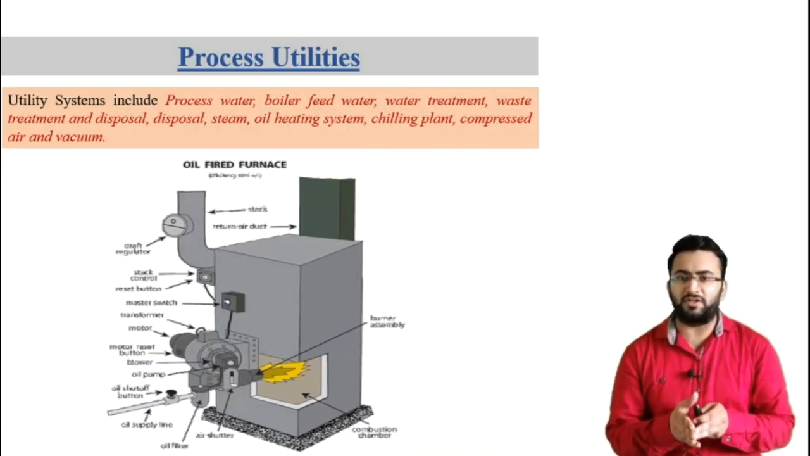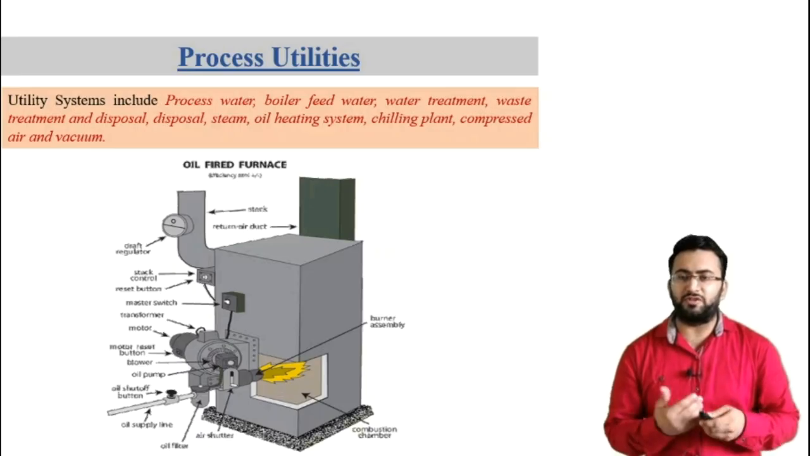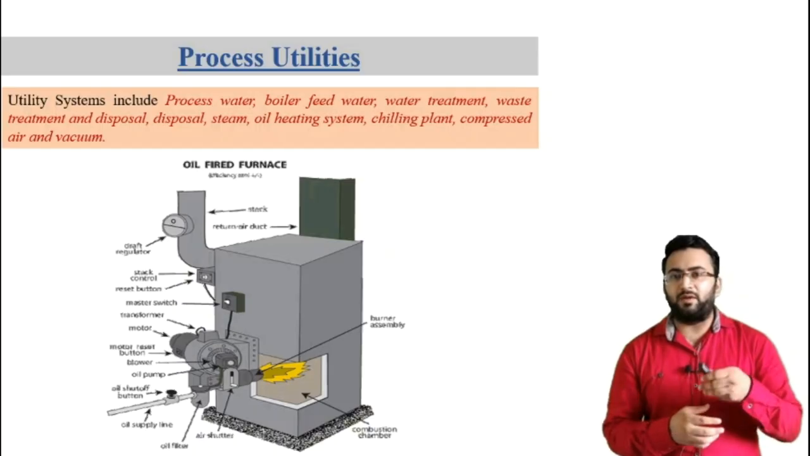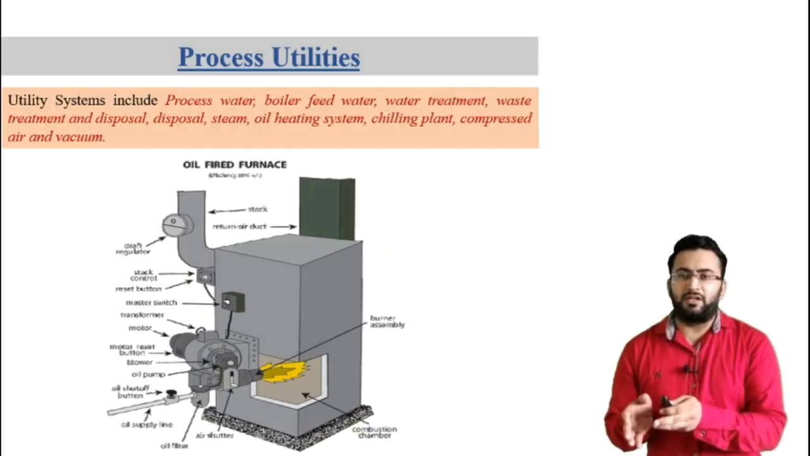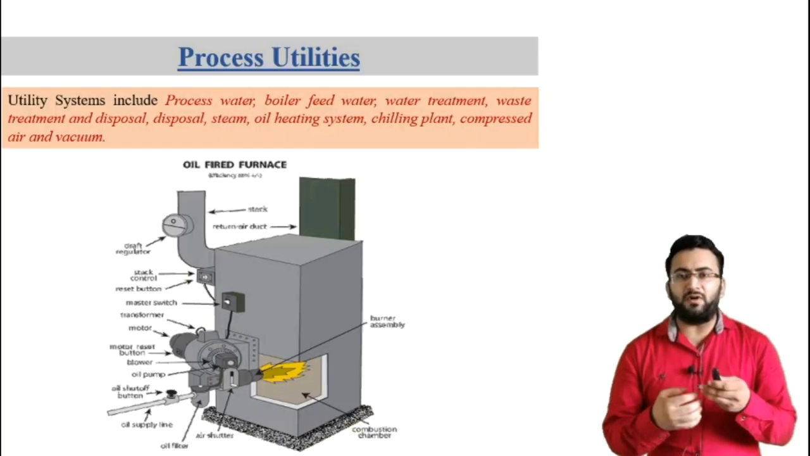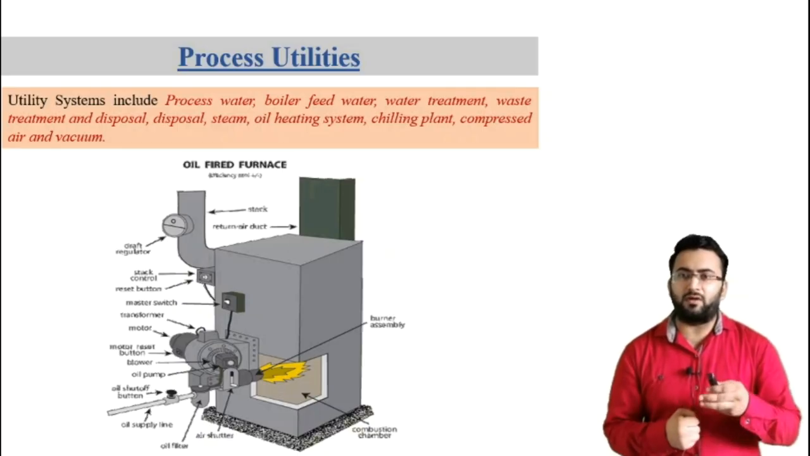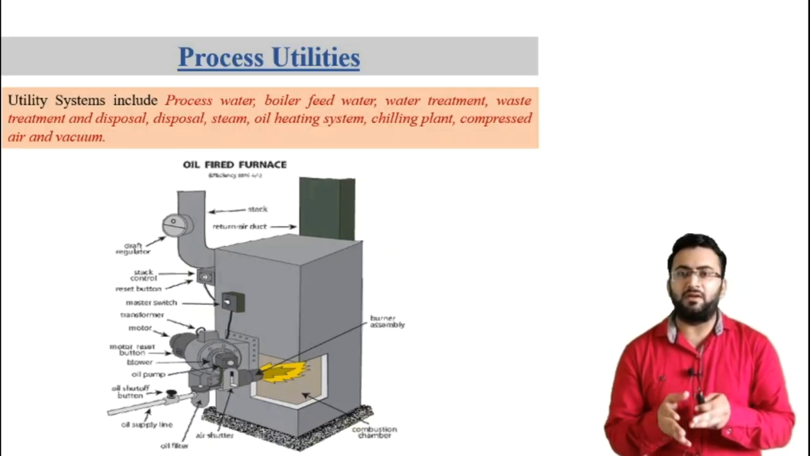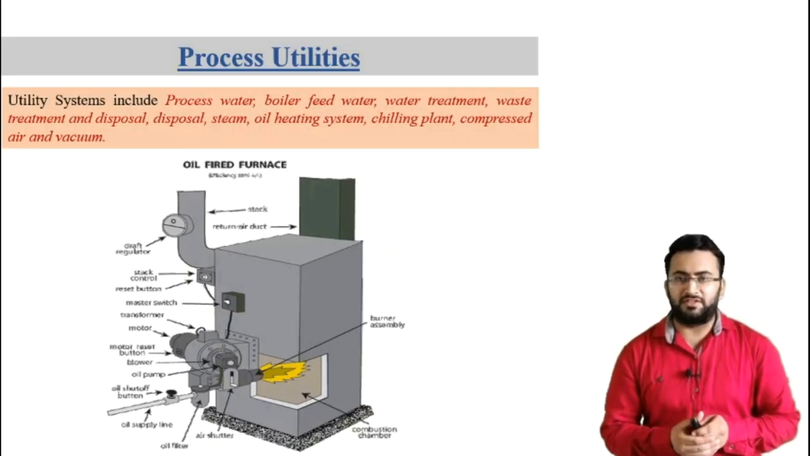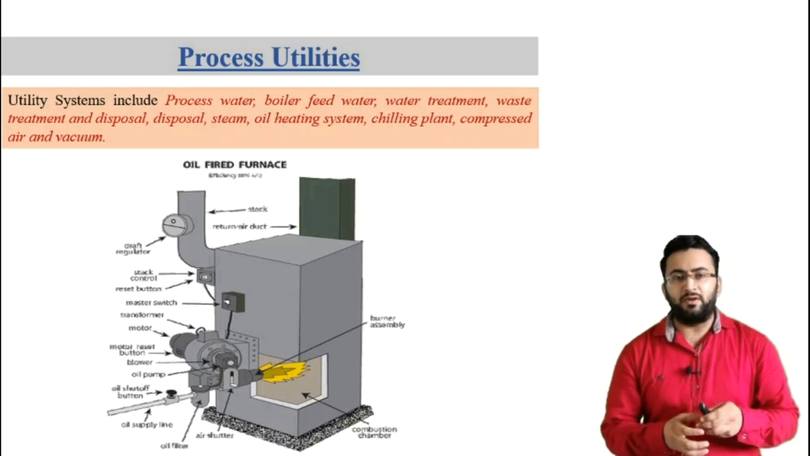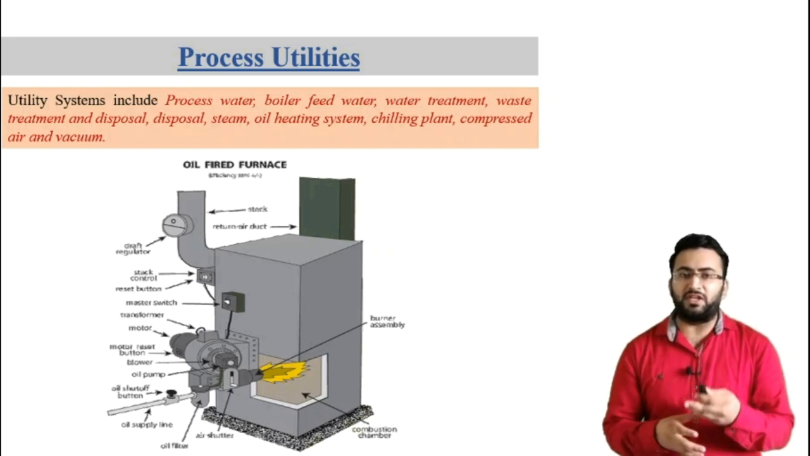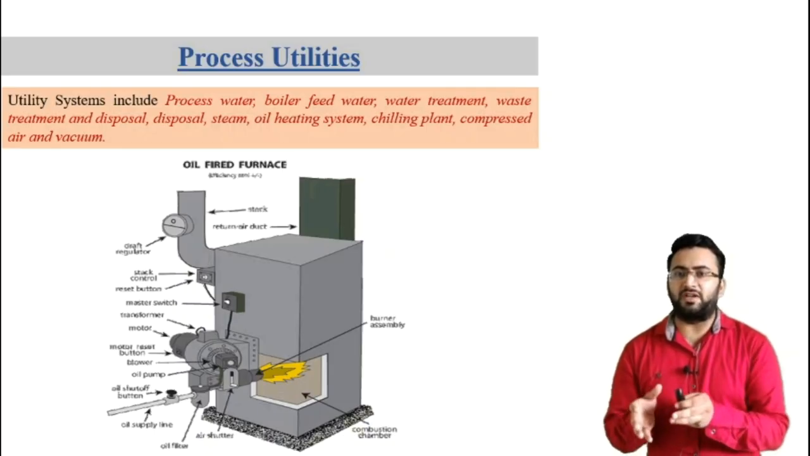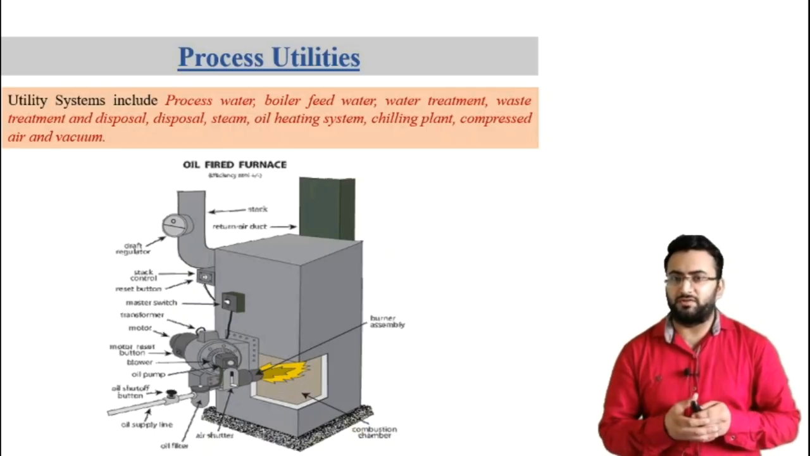Then the oil heating system is also considered in process utility. Steam is used to heat up any material or system up to 150 degrees Celsius. If we require more temperature, more than 150 degrees Celsius, then we require an oil heating system. So the oil heating system is a basic requirement for any chemical plant. That's why the oil heating system is also considered in process utility.